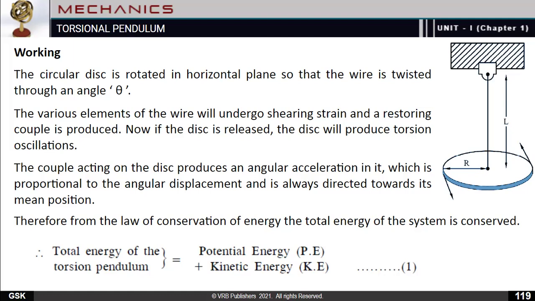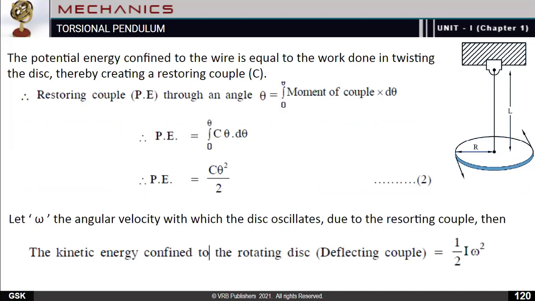So, from the law of conservation of energy, we can write the total energy of the torsional pendulum will be equal to potential energy plus kinetic energy. The potential energy is the work done in twisting the disc, thereby creating a restoring couple. Restoring couple through an angle theta, that is a displacement given by the twist, theta, will be equal to the integral from 0 to theta of the moment of couple times d theta. That is, finally we will get c theta square by 2.